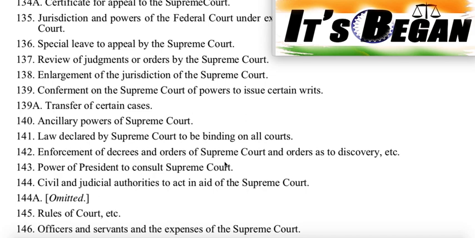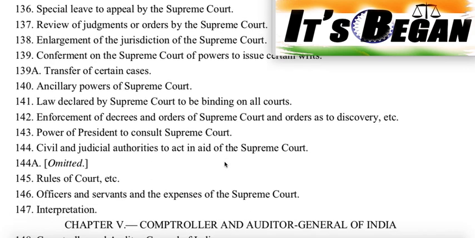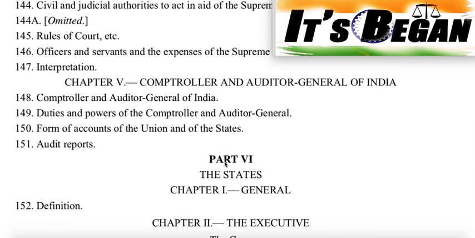Article 146 Officers and Servants and the Expenses of the Supreme Court. Article 147 Interpretation. Chapter 5 Comptroller and Auditor General of India. Article 148 Comptroller and Auditor General of India. Article 149 Duties and powers of the Comptroller and Auditor General. Article 150 Form of accounts of the Union and of the States. Article 151 Audit reports.